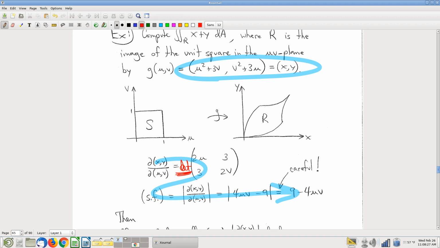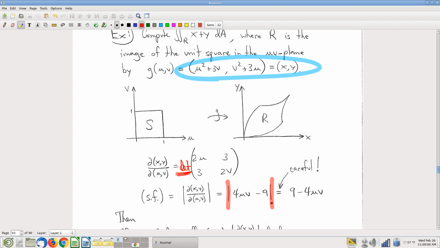There's one little tricky bit here in computing this stretching factor. It has to do with the absolute values. Don't forget the absolute values are required, right? You can't avoid those absolute values. And so we find ourselves looking at the absolute value of 4uv minus 9. And what is the absolute value of 4uv minus 9? Well, it depends. Is 4uv minus 9 positive, or is it negative? And if it's negative, then you've got to throw in an extra minus sign, because that's what absolute values do.